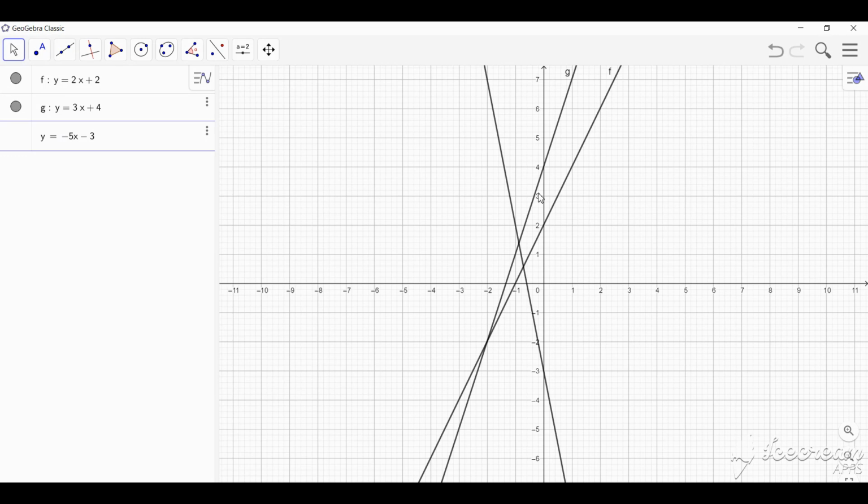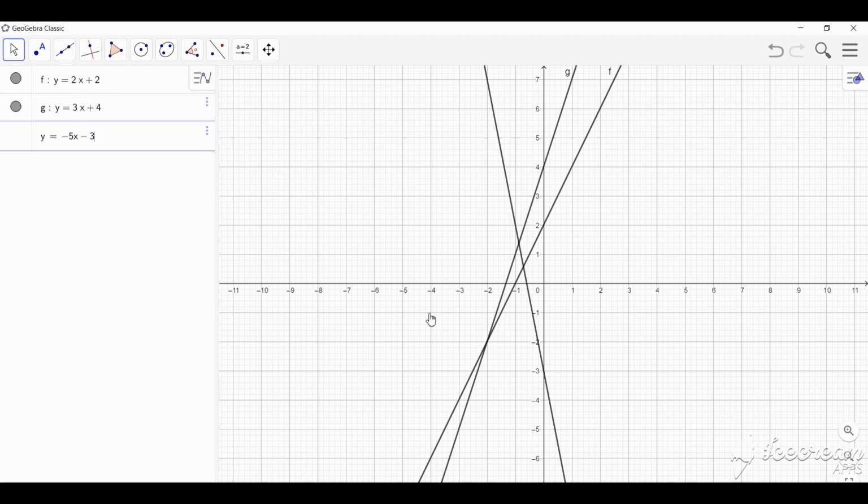Look at the steepness of the lines as well. You would have noticed that the negative 5x line has the steepest slope, as you can see coming down here. The one with y equal 3x plus 4 is less steep than the negative 5x line, and the line before has the smallest amount of steepness. And of course, that must be accounted for by what you have right here.